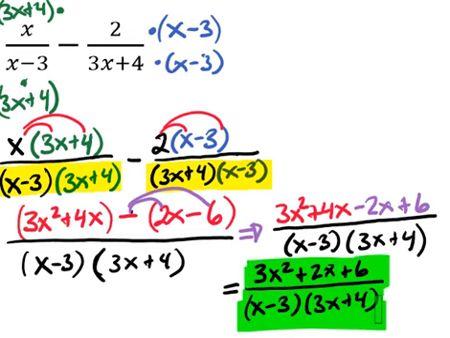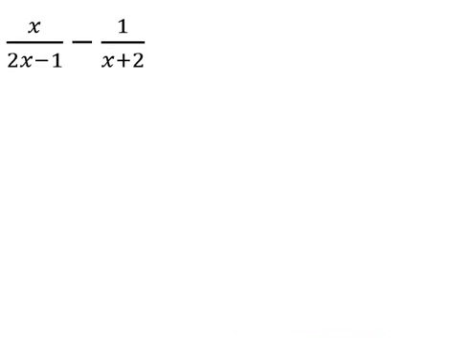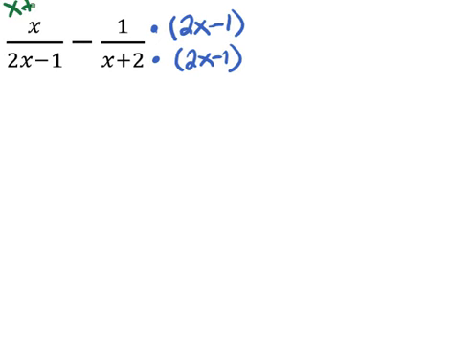Let's try another one. So here we have x over 2x minus 1 minus 1 over x plus 2. And we look at our denominators, and they are not the same. If we look at them individually, we know that we can't reduce them anymore, which means we're going to do what we did on the last problem and multiply to make common denominators. So here, we'll multiply our right side by 2x minus 1 in the numerator and the denominator, and then we'll multiply our left side by the quantity x plus 2, which is our denominator from the right equation.